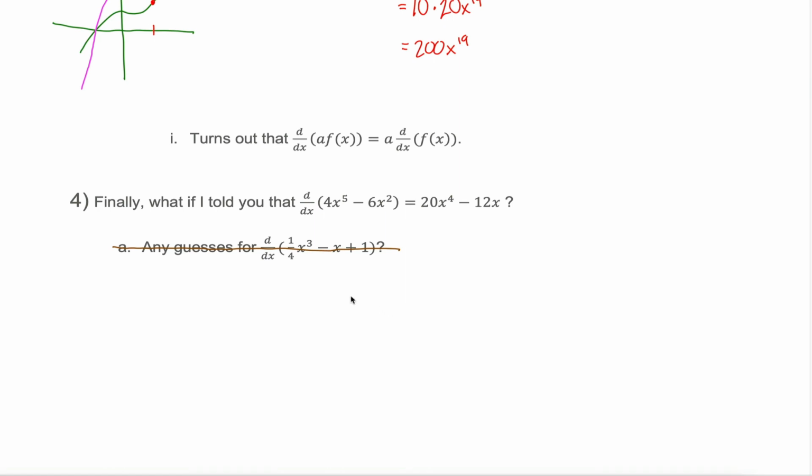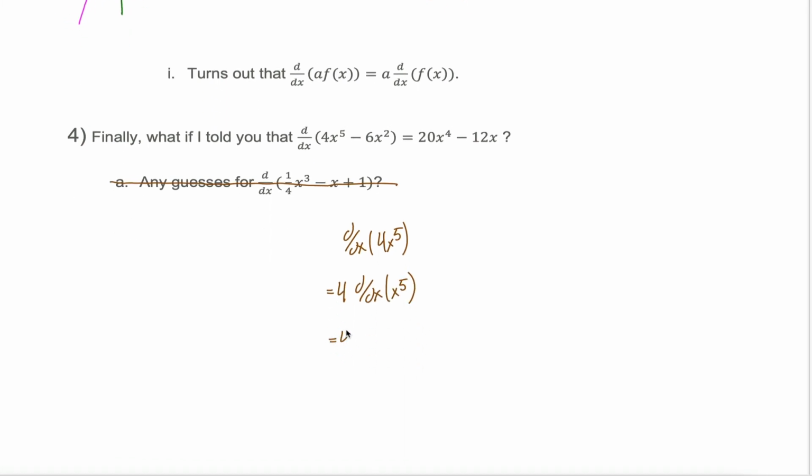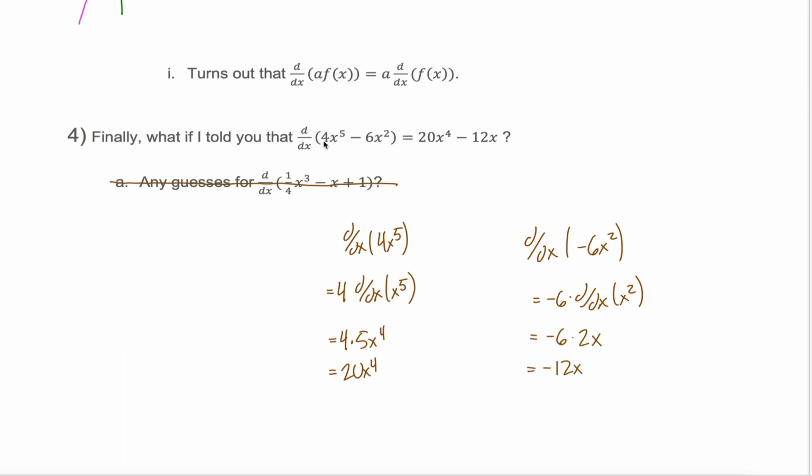Oh yeah, obvious. I already knew that the derivative of 4x to the 5th, first using my coefficient rule, is 4 times the derivative of x to the 5th. And then using my power rule, it's 4 times 5x to the 4th. And then because 4 times 5x to the 4th is 20x to the 4th, I already knew that the derivative of 4x to the 5th was 20x to the 4th. And similarly, I knew that the derivative of negative 6x squared, first using my coefficient rule, would just be negative 6 times the derivative of x squared. And since I know the derivative of x squared is 2x, it's negative 6 times 2x, in other words, negative 12x. I already knew that the derivative of 4x to the 5th minus 6x squared is 20x to the 4th minus 12x.